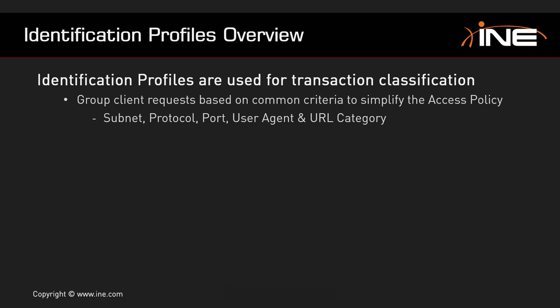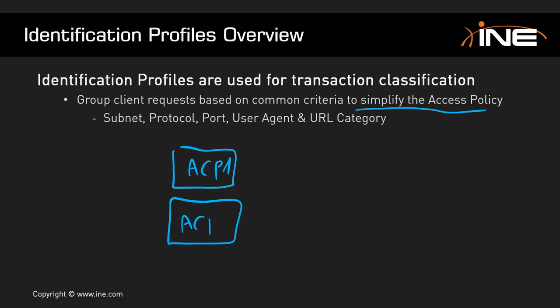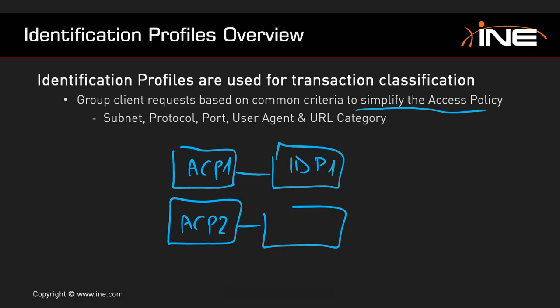where the goal here is going to be just simplification of our access policy, because as we will see in our later session, our access policies will be able to use identification profiles as one of their conditions. For instance, if I build two policies, access policy 1 and access policy 2, I can refer to an identification profile from within that policy. Like I will have my identification profile 1 over here and another profile over there.